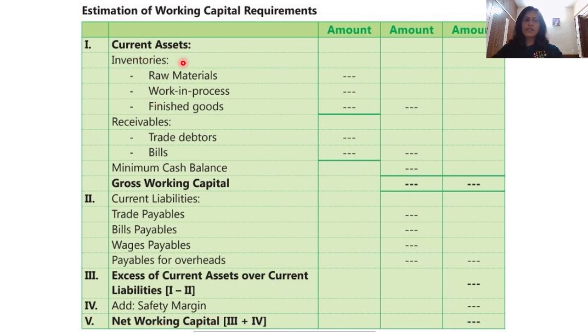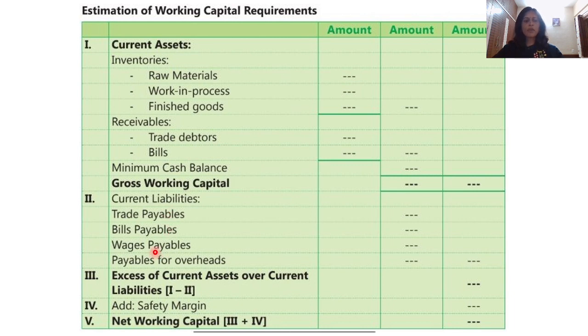Now what comes under inventory? Under inventory we are having 3 items: raw material, work in progress, and finished goods. And then we talk about receivables, means your debtors, and then cash. Very rarely you get other items, but these 5 items: material, work in progress, finished goods, debtors, and cash, will come. And in current liabilities, you usually get trade payables, means you are making payments to your suppliers.